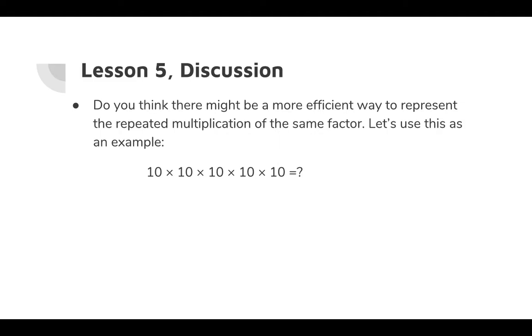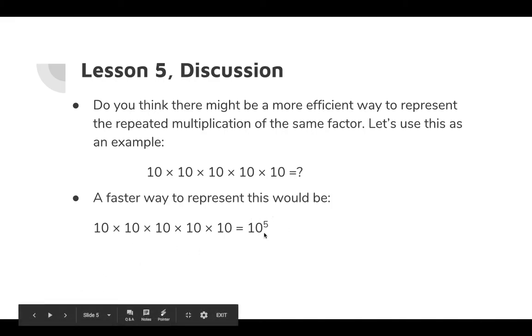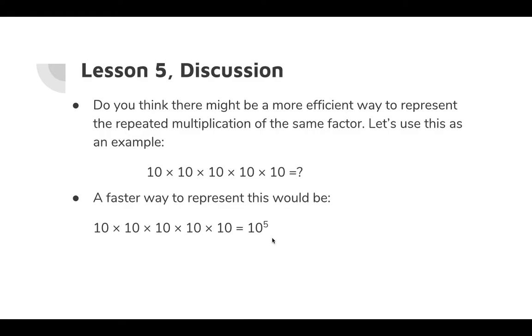So let's use this as an example. Remember our 5 tens that we're multiplying? Okay. The faster way to represent this would be 10 to the power of 5. We call it to the power of 5 because it is raised and it's little, and that means that's our exponent. So we call it 10 to the power of 5.